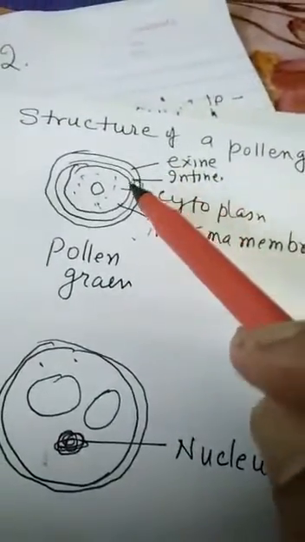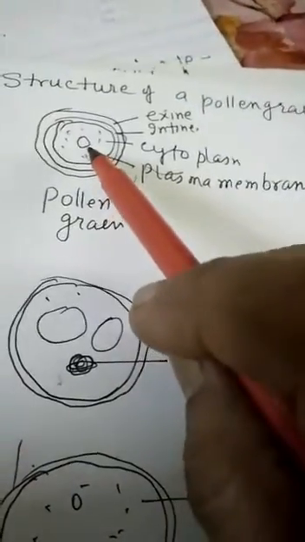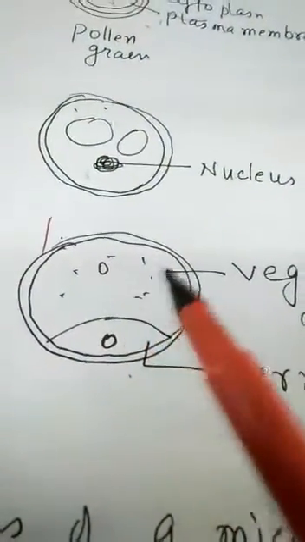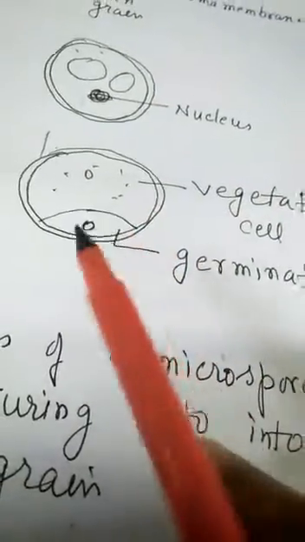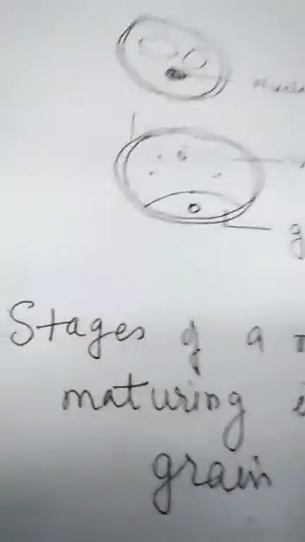Each pollen grain is surrounded by 2 layers. The outer one is known as exine and the inner one is known as intine, and inside there is cytoplasm and a nucleus. This nucleus divides into 2 parts, each surrounded by some cytoplasm. The upper part is bigger, known as the vegetative cell, and the lower part, which floats in the vegetative cell, is the generative cell.